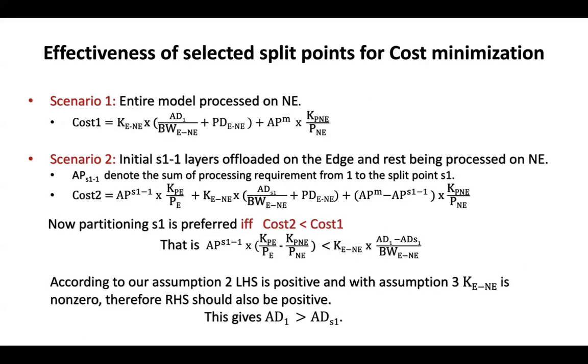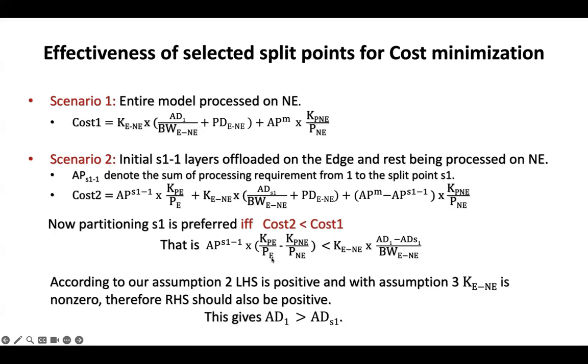So we prove a similar result for the cost effectiveness of these split points. Similarly, consider the first scenario where the entire model is processed on near edge. In that case, the cost can be computed as the transmission cost, propagation cost and the computation cost. Then the second scenario is similar, where S1 minus 1 layers are on edge. Then again, we can compute the cost in the second scenario, and similar to the previous one, in order for partitioning at S1 to be feasible, the cost in the second scenario has to be less than the first scenario, with which we get the following inequality.